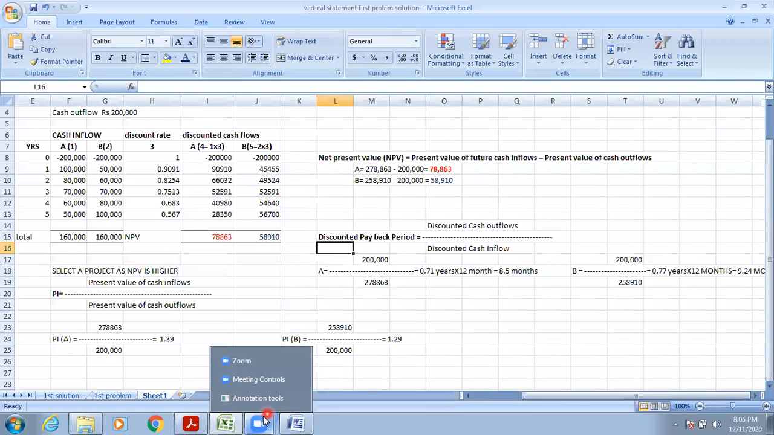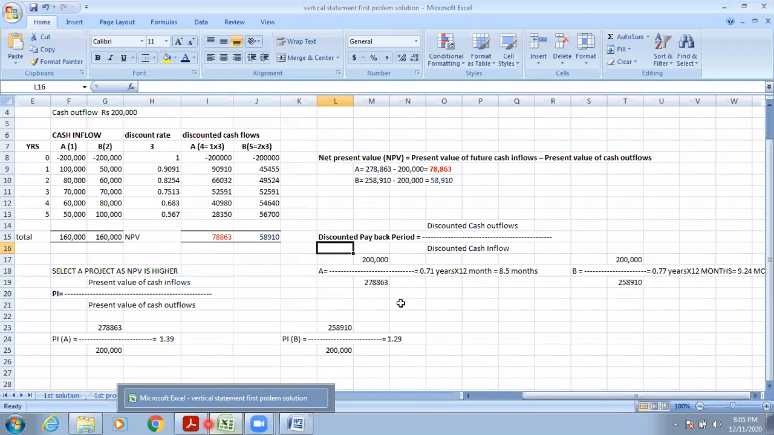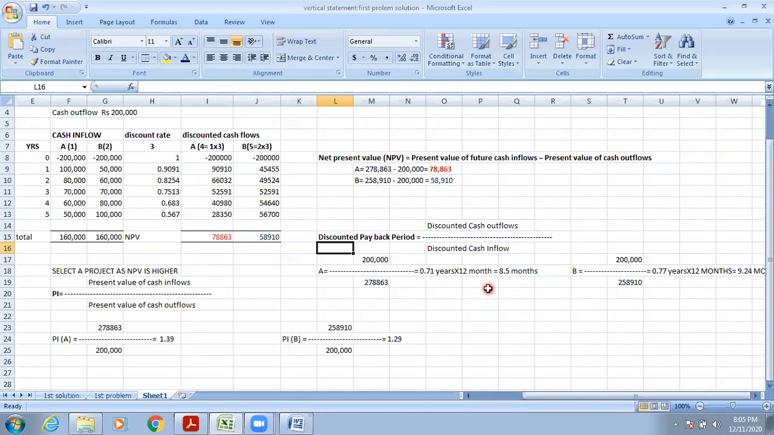So in this chapter, we come to know how to calculate the normal payback period, then the accounting rate of return, then the net present value, then the PI index, the profitability index, and the last one is discounted payback. For the payback period, the formula is cash outflow divided by cash inflow. For the accounting rate of return, it is average annual profit after tax divided by average investment. For net present value, the formula is present value of future cash inflow minus present value of cash outflow.